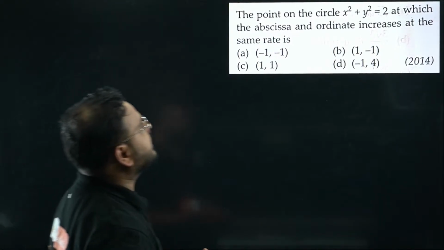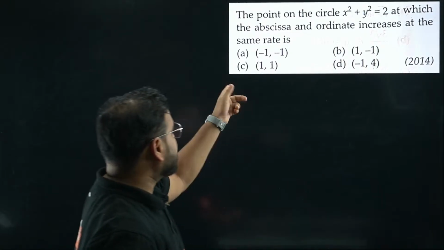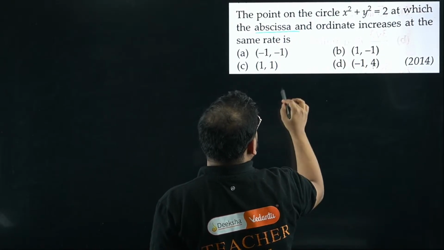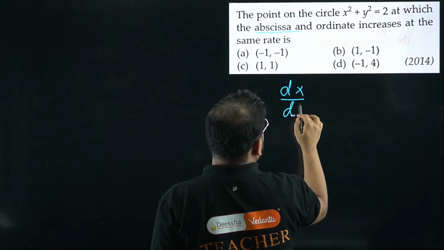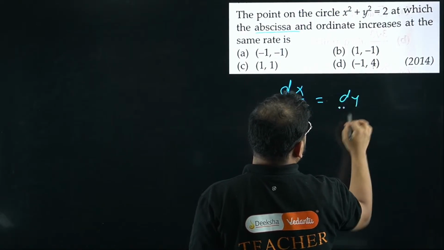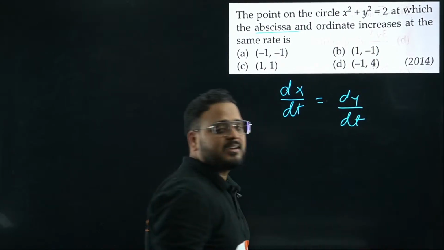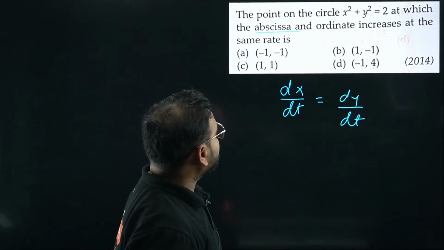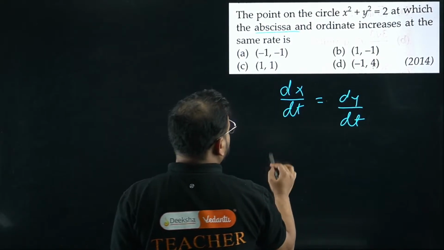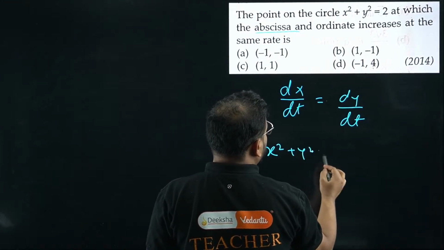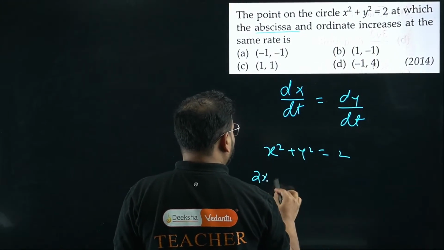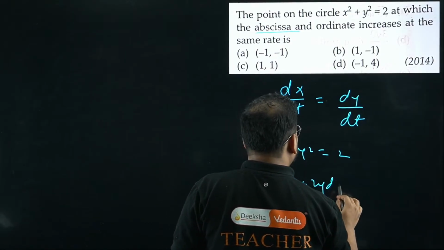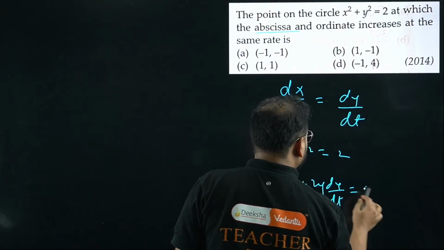The point on the circle x square plus y square equals 2, at which the abscissa and the ordinate increase at the same rate. It means they're saying that the change in x is the same as the change in y. So how can I differentiate this? You have the condition given: x square plus y square equals 2. Differentiate, you'll have 2x dx by dt plus 2y dy by dt equals 0.